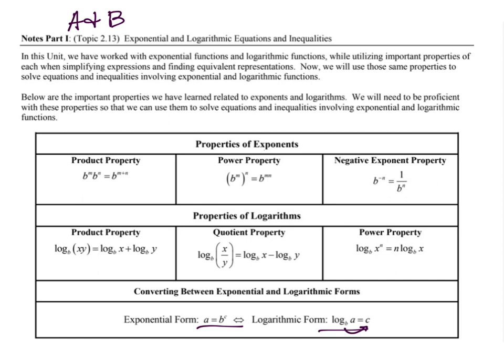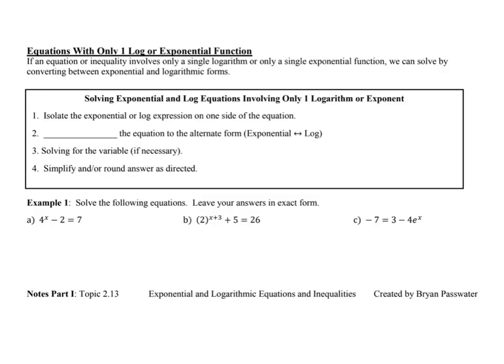There are some power properties, product property, quotient property. We've been through those. I think you're really familiar with those based on the fact that you did the puzzle yesterday in 10 minutes. So if you need review of that stuff, go back and look. I think we're ready to go on. In the middle of the page, it says equations with only one log or only one exponential function can be solved by converting between exponential and logarithmic form. Understanding that those are inverses of each other, we can solve using those properties.